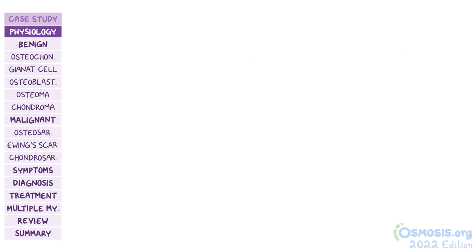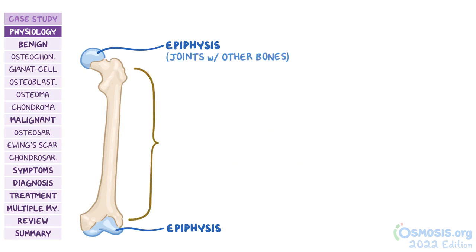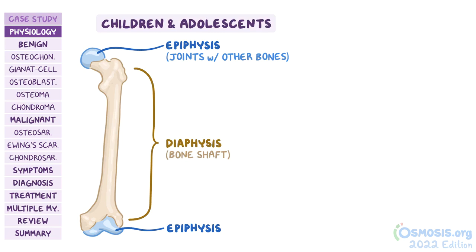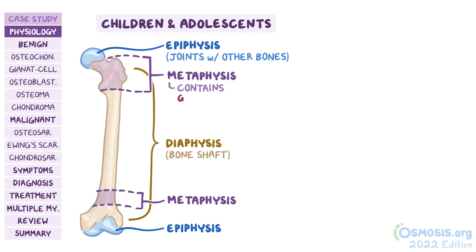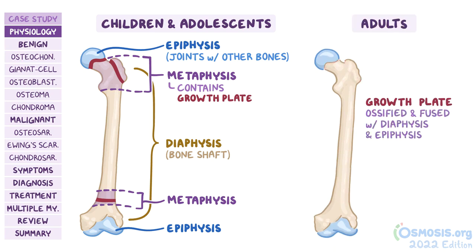In terms of anatomy, looking at a long bone like the femur, it has 2 epiphyses, which are the ends that contribute to joints with other bones. Between the 2 epiphyses is the diaphysis, also called the bone shaft. In children and adolescents, there's an additional narrow portion between the epiphysis and the diaphysis called the metaphysis. The metaphysis contains the growth plate, the part of the bone that grows during childhood. In adults, the growth plate is ossified and fused with the diaphysis and the epiphysis.